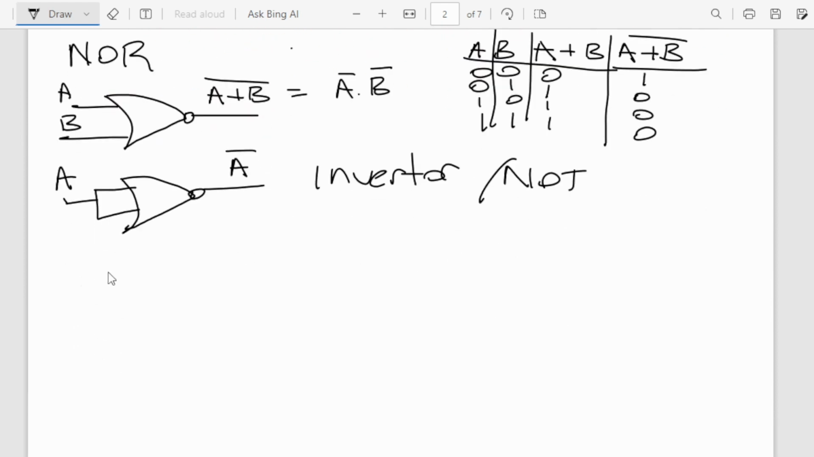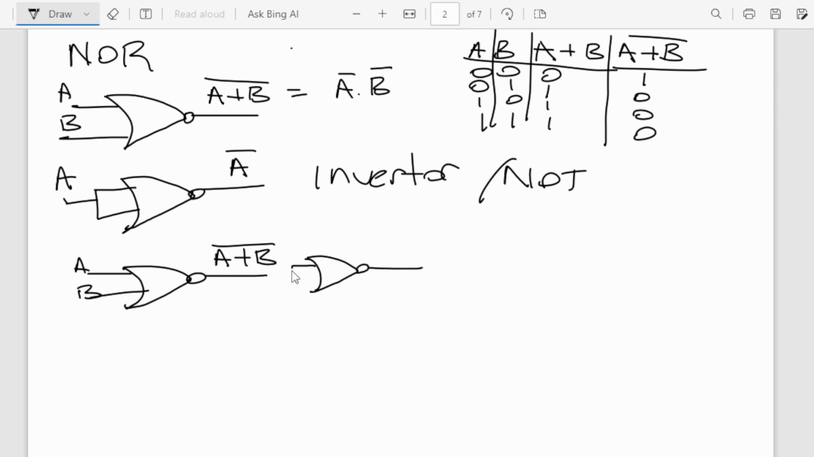All right, next we're going to look at the OR, you guessed it. If we have the NOR gate right there with inputs A and B, and we have output here A plus B, all bar, and we connect that to another NOR gate which is behaving as an inverter, then we are going to have an OR. Right, so the output here is going to be A plus B, which is the OR.